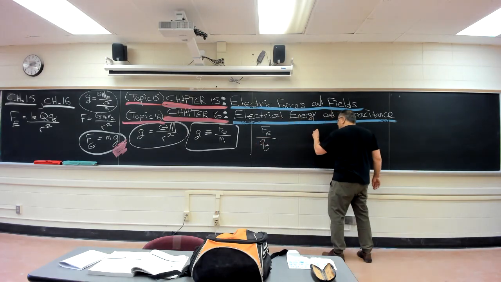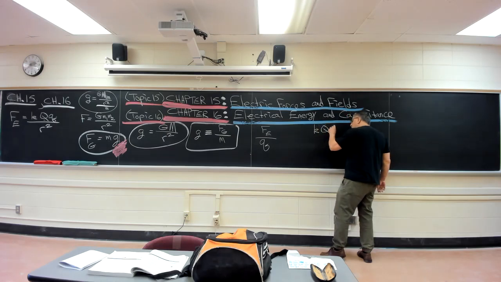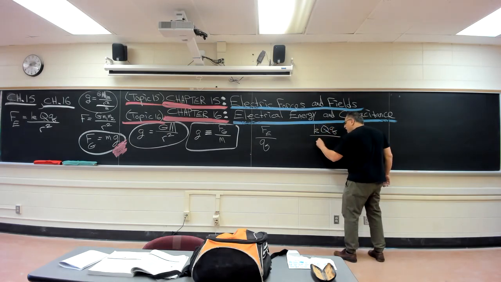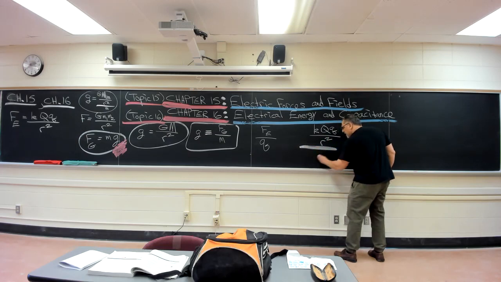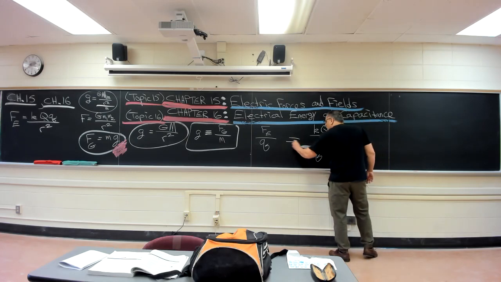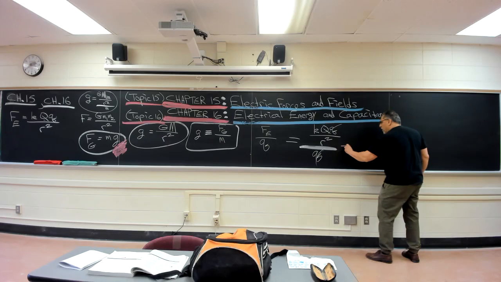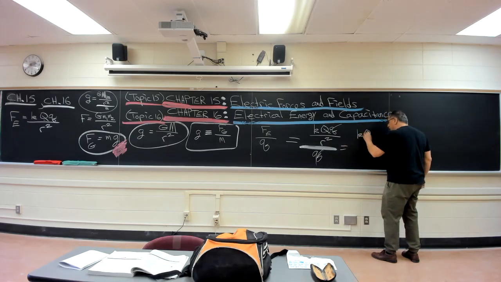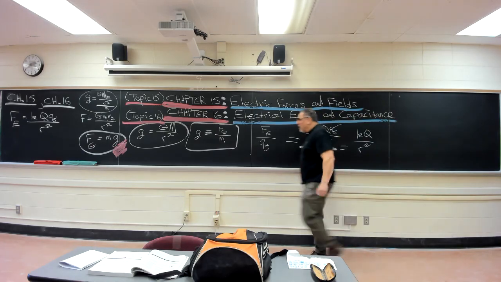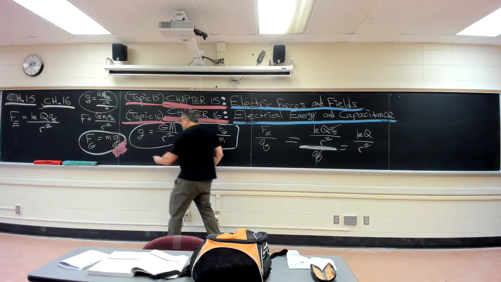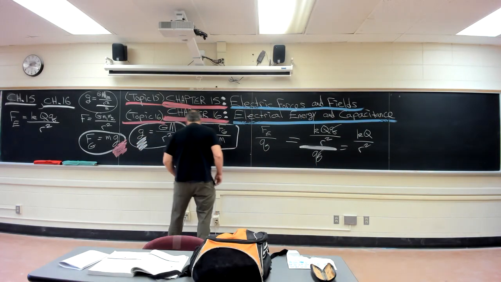And let me do it with the other one, too. And we end up getting k q q over r squared, and we divided it by small q. Well, it looks a whole lot like what I did earlier in the gravitational sense, if you allow me to say it like that. Looks a whole lot like what I did over here. And that's g, that's the gravitational field.